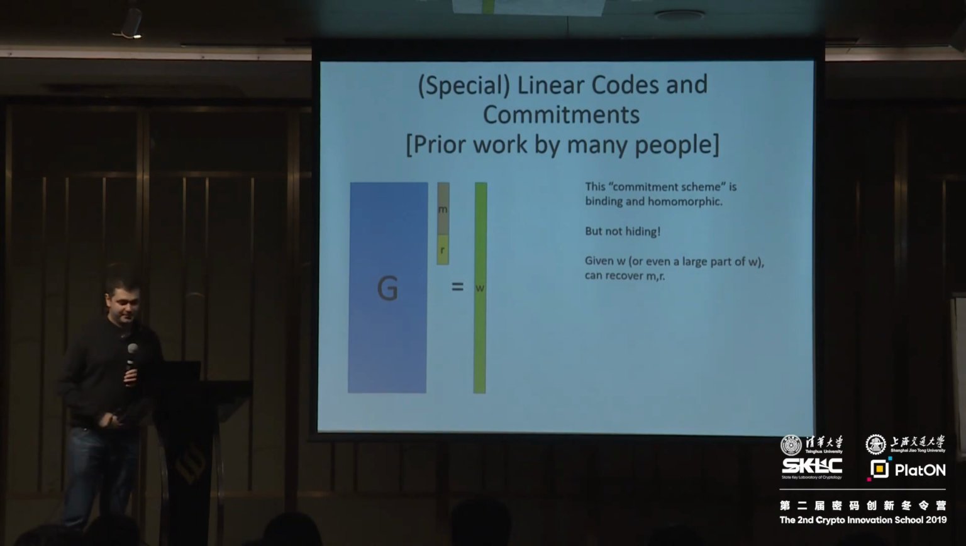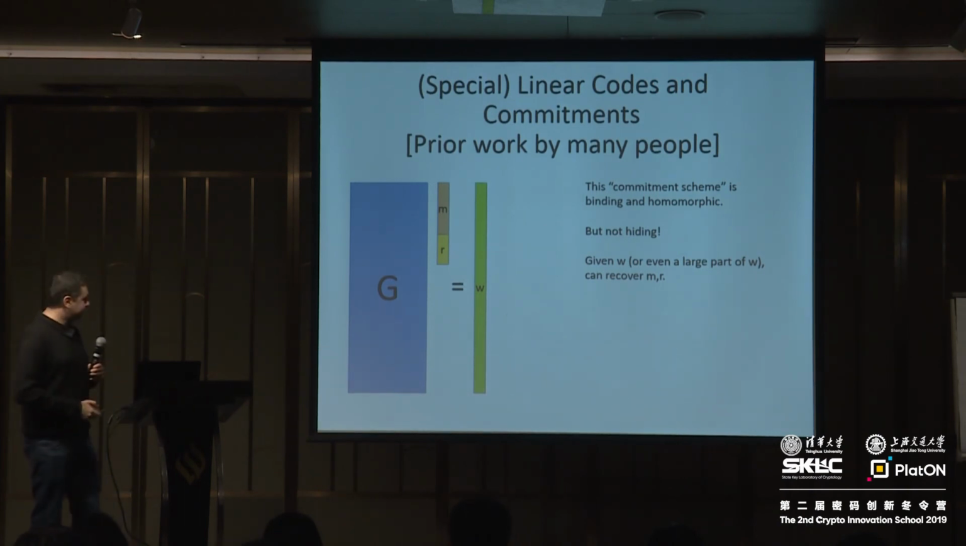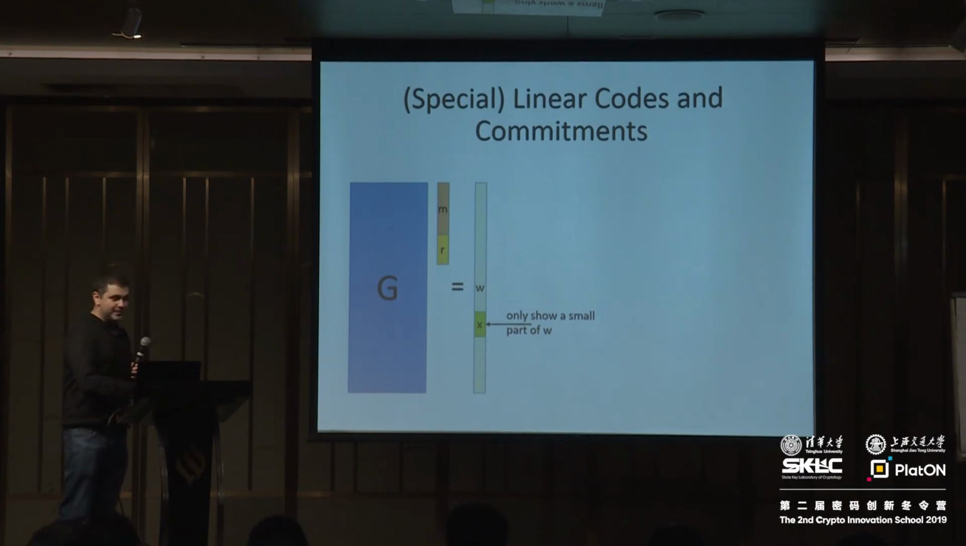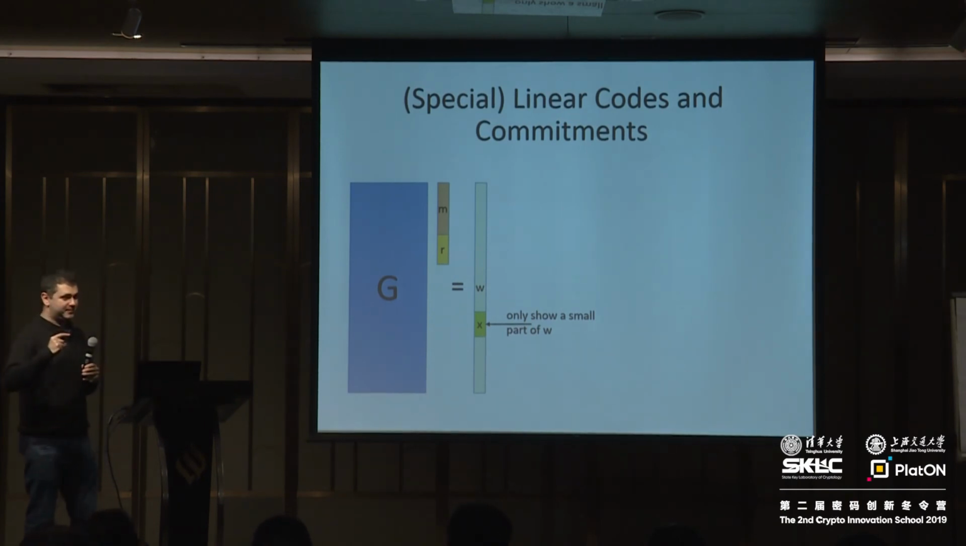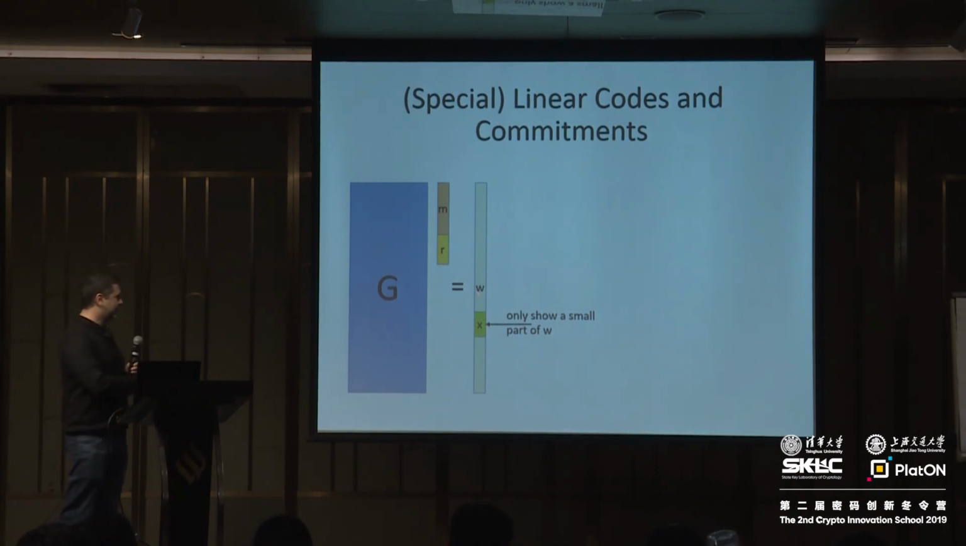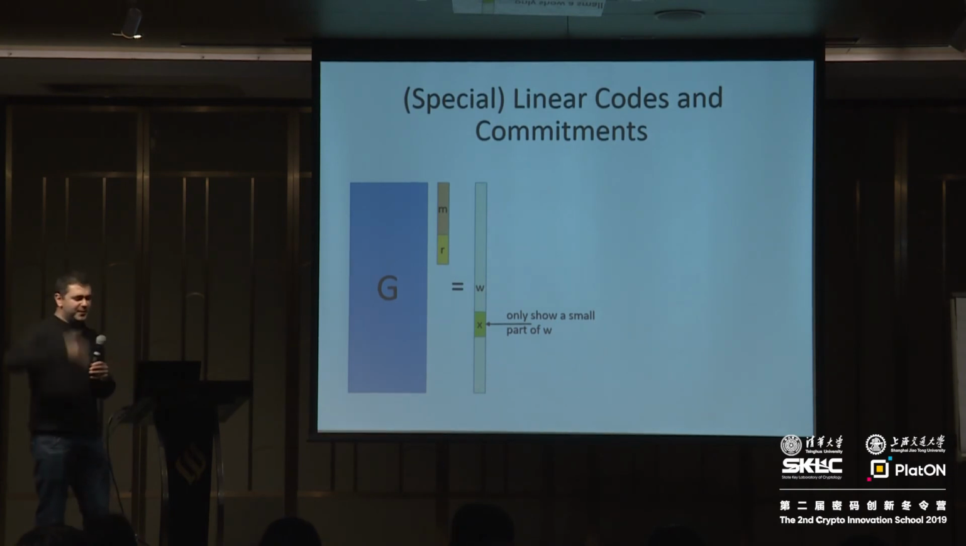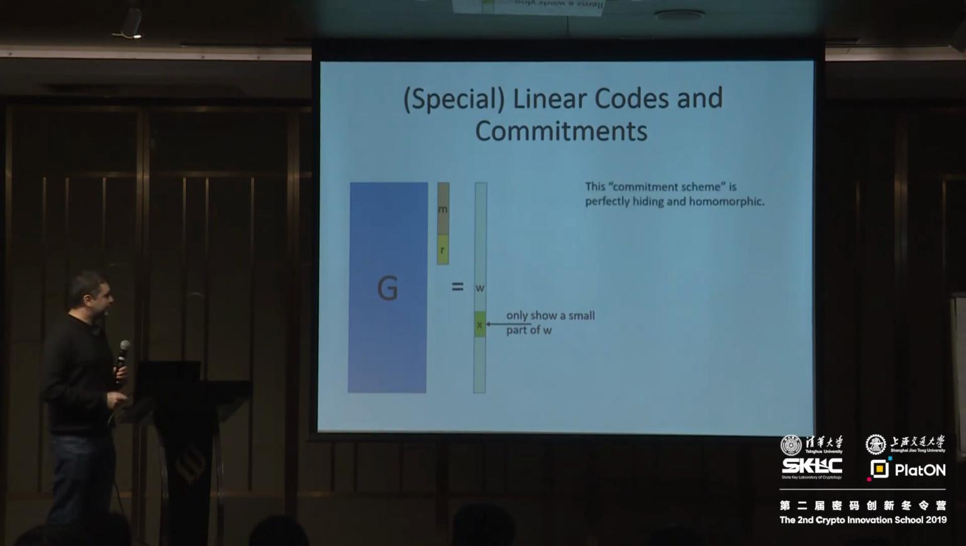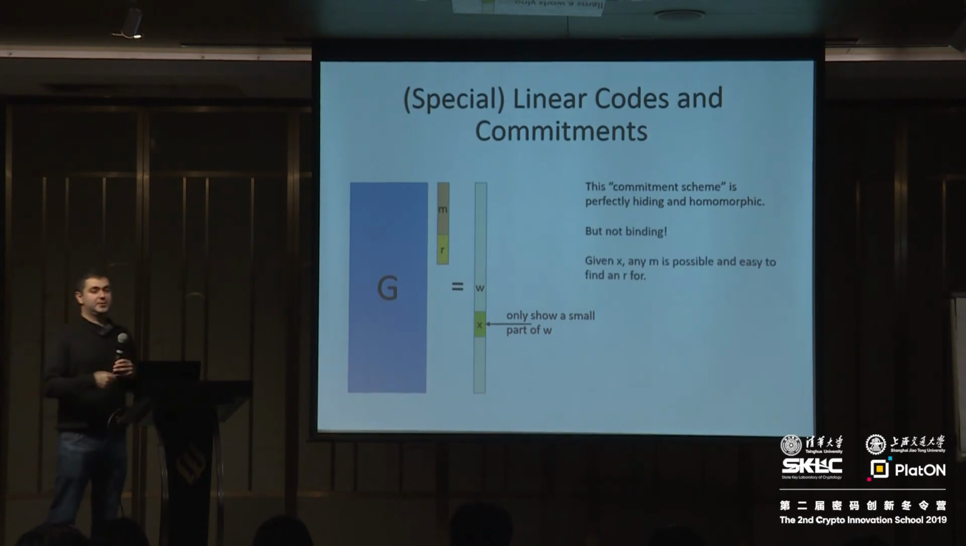So that's not good. The second idea is, I'm going to compute W, but I'm only going to give you a small part of it. My commitment is: I first pick my M and R, compute G times MR, compute W, but if I give you too much of W, you're going to recover M and R, so I'm going to give you a very small part of it. This commitment is now perfectly hiding. And it's still homomorphic, because if you keep revealing this part, you can do homomorphic operations, but the problem is it's not binding.